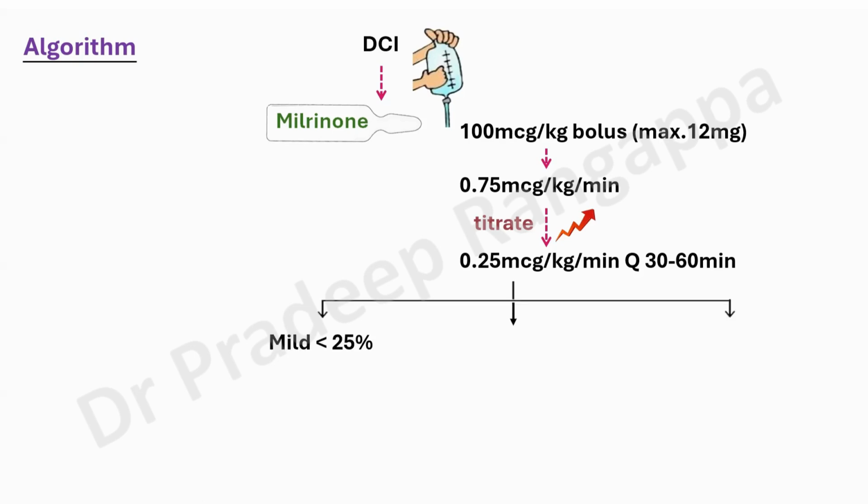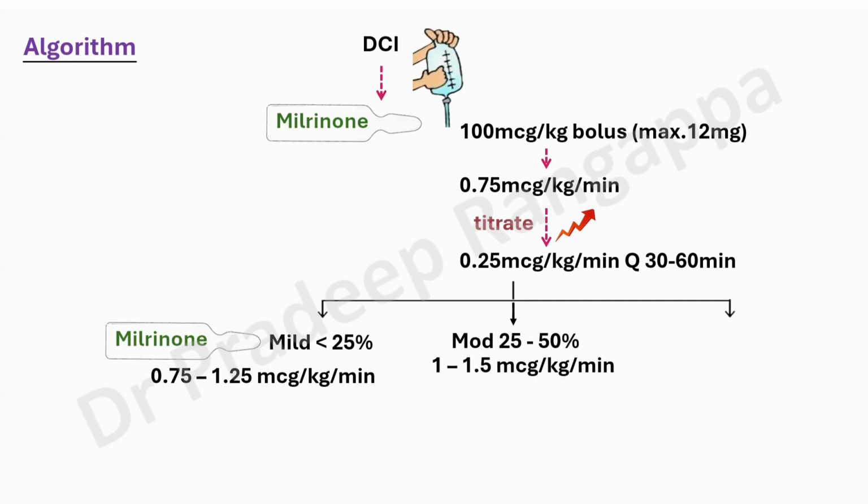And after this, they have divided into mild, moderate and severe vasospasm. I'm sure all intensivists have used transcranial Doppler to determine the severity of vasospasm. More than 120 centimeters per second, we call it mild. More than 160 and more than 200, we call it moderate and severe. So keep that in mind. If it is mild vasospasm, the suggested Milrinone dosage is 0.75 to 1.25 micrograms per kg per minute.